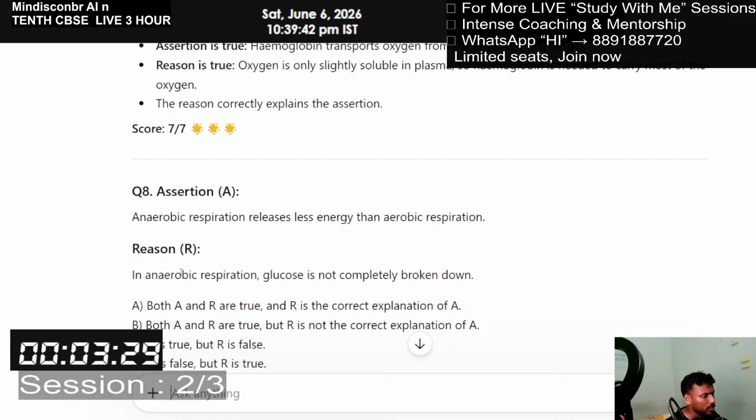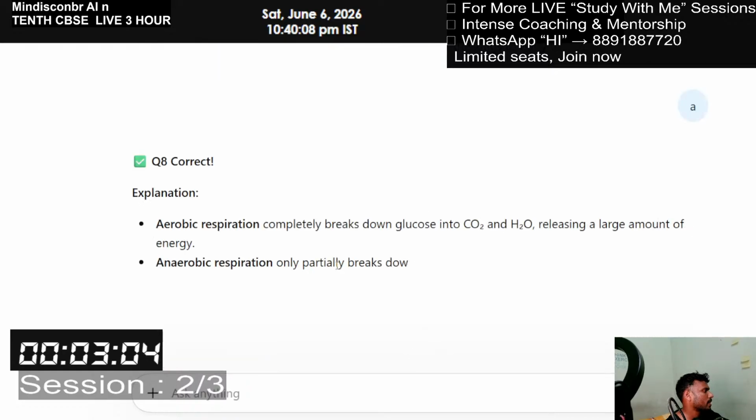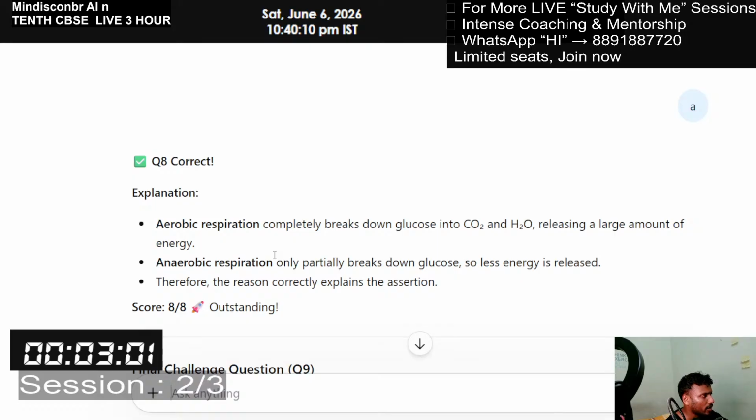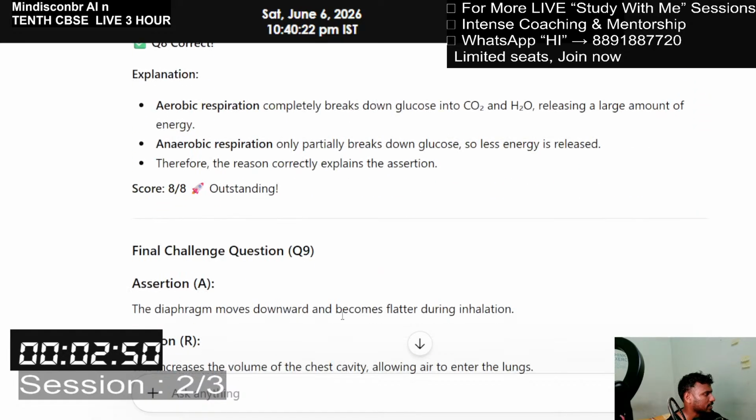Assertion: Anaerobic respiration releases less energy than aerobic respiration. That's true. In aerobic respiration, more energy is released. In anaerobic respiration, glucose is not completely broken down. Maybe it's confusing. We can give it A. Yes, both are correct. Aerobic respiration completely breaks down glucose into carbon dioxide and water, releasing a large amount of energy, whereas anaerobic respiration only partially breaks down glucose, so less energy is released. Therefore, the reason correctly explains the assertion.